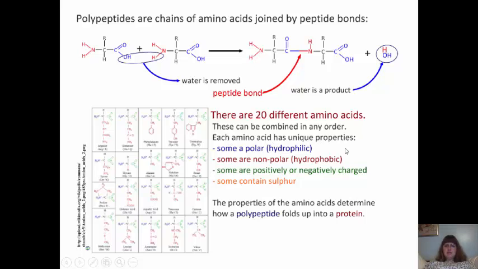Each amino acid has unique properties. Some are hydrophilic, some are hydrophobic, some are positively charged, some are negatively charged, and there is one that contains sulfur. So the properties of these amino acids are going to determine how the polypeptide folds up into a protein in that secondary and tertiary structure.